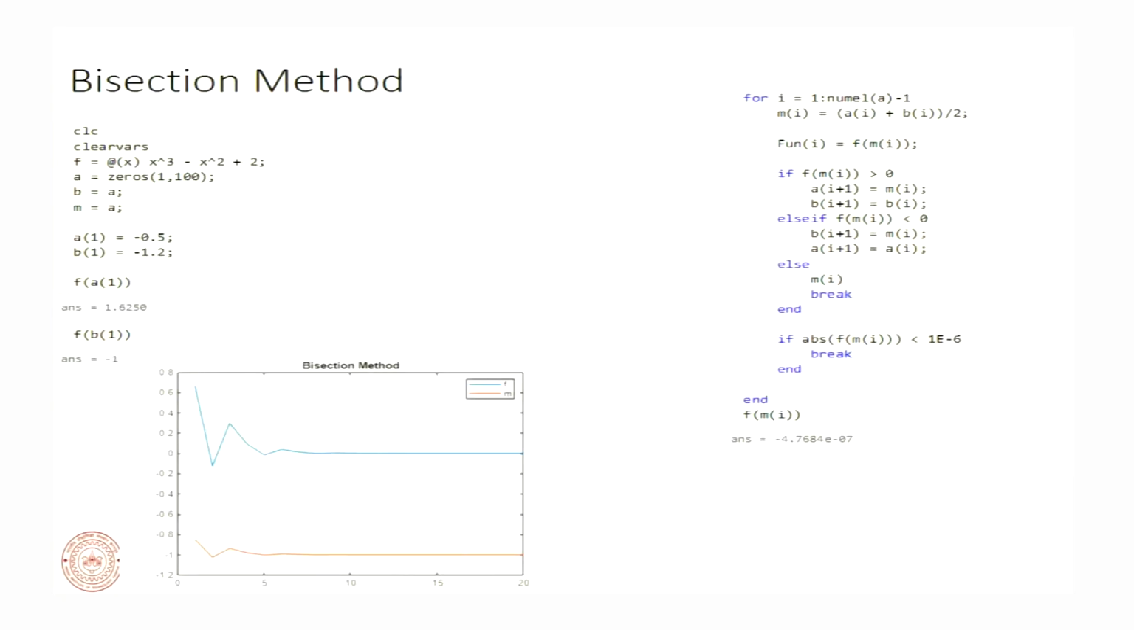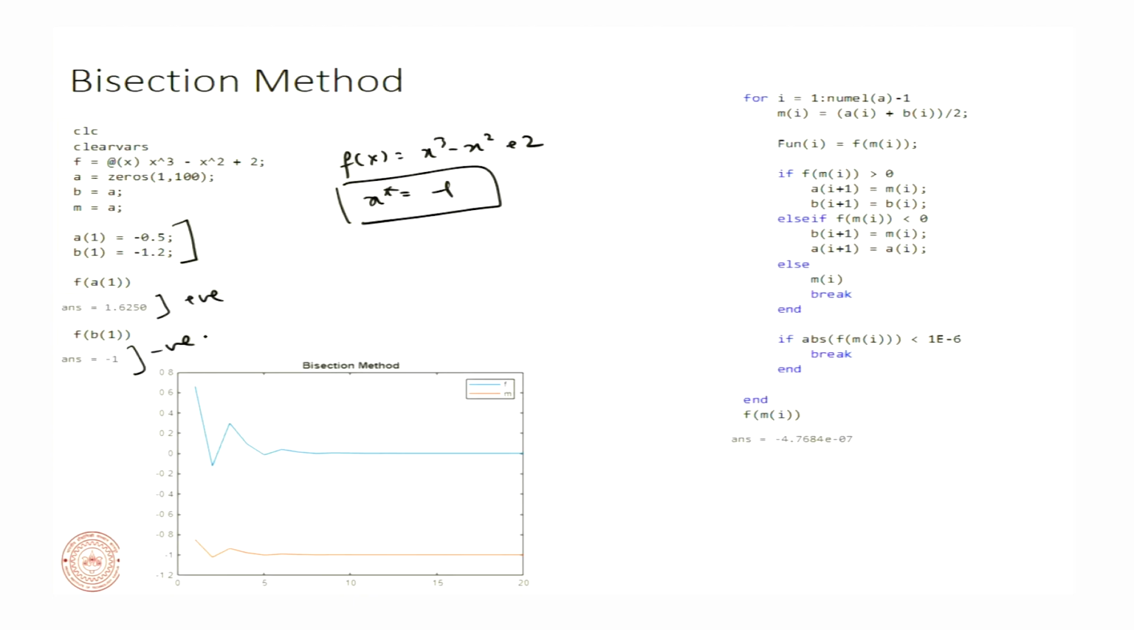Okay. This is an example of the bisection method. We have taken a function f of x equals x cube minus x square plus 2. One of the roots is minus 1. By the bisection method we are taking two guess values a and b. Both these guess values, one is positive and one is negative.